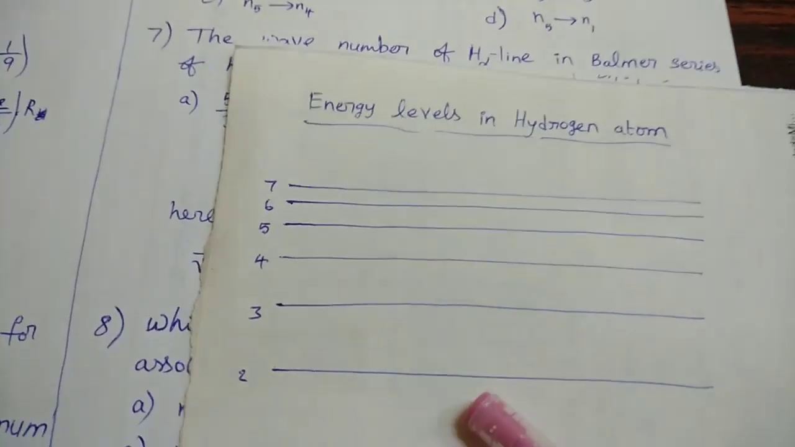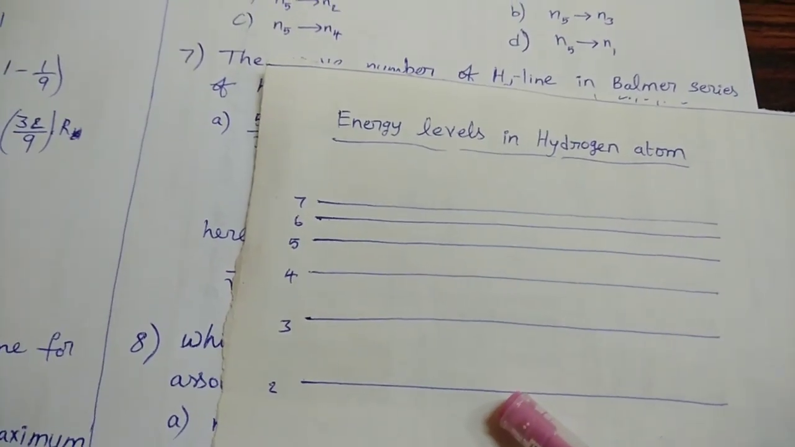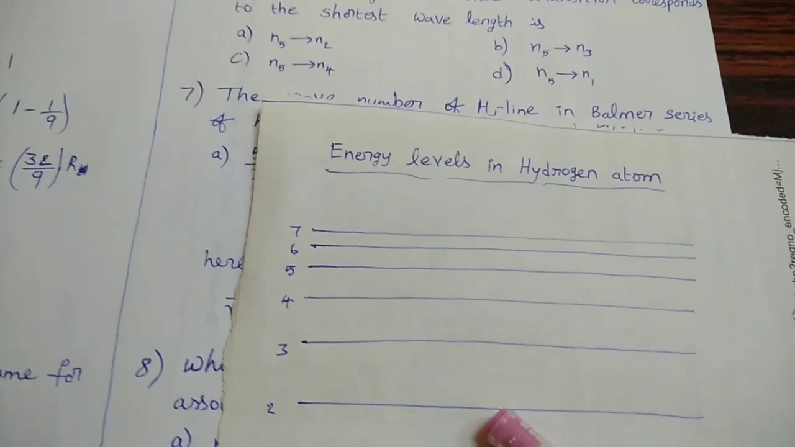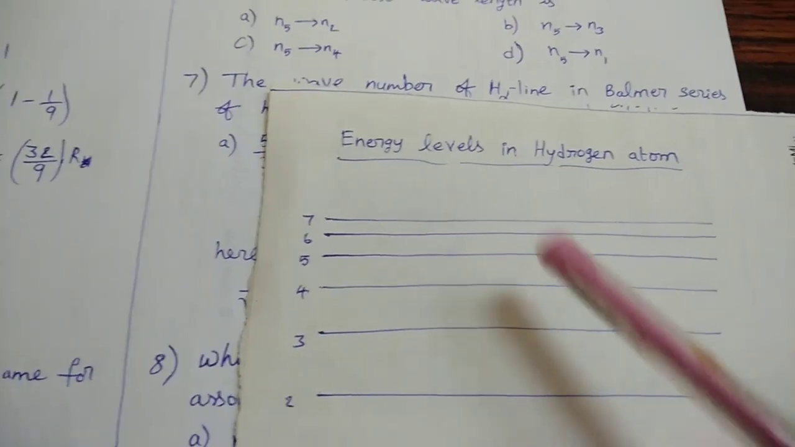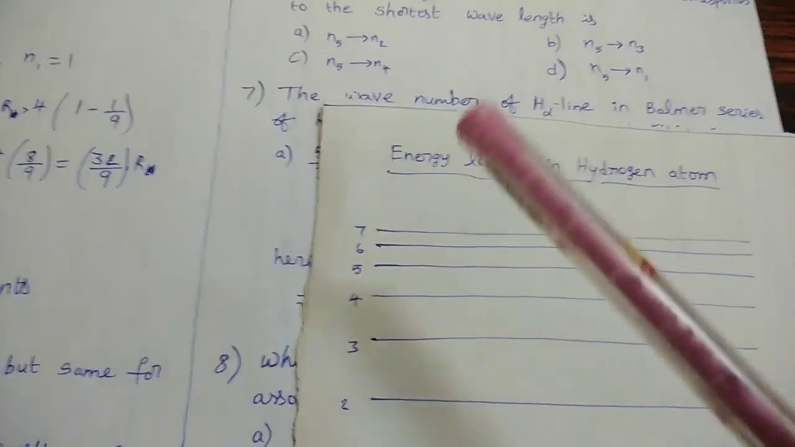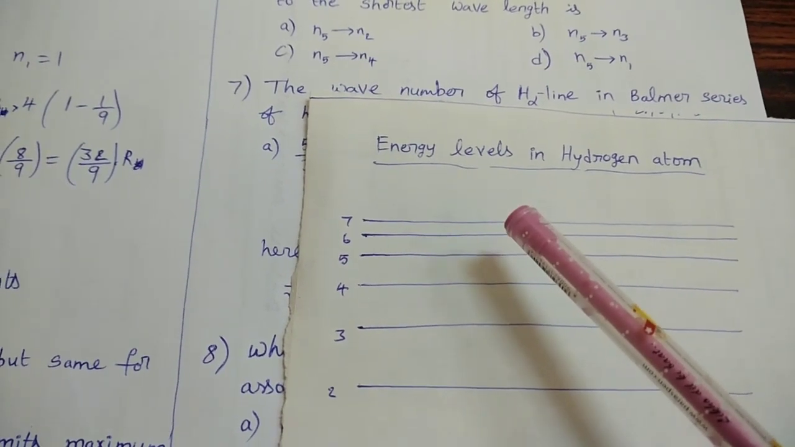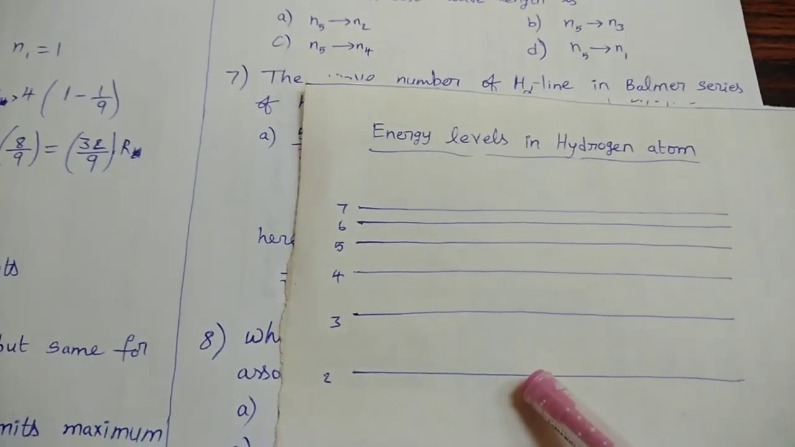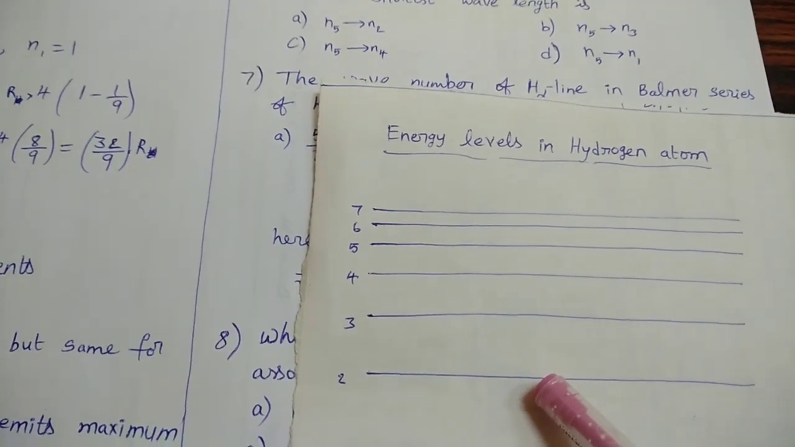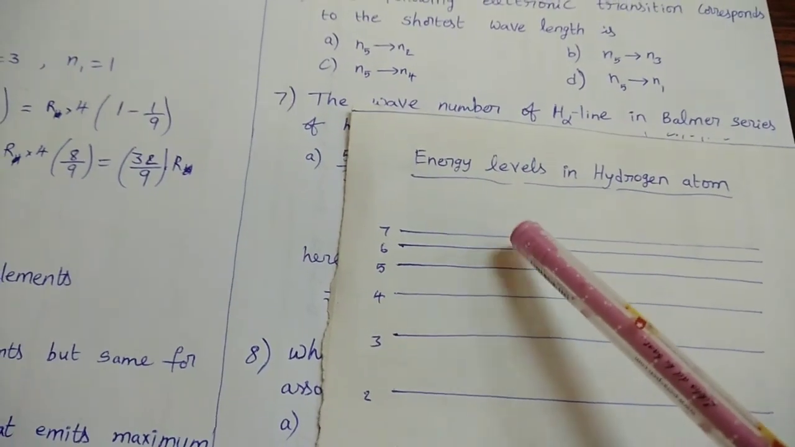From 6th orbit to 2nd orbit, electron transition takes place. Between the 6th orbit and 2nd orbit, the energy difference is maximum. That means the wavelength is lowest. So the H delta line in the Balmer series has the lowest wavelength in the given options. Understand? We get the H delta line, having the lowest wavelength, because the energy difference between the 6th and 2nd orbit is maximum. So option D is the answer here.